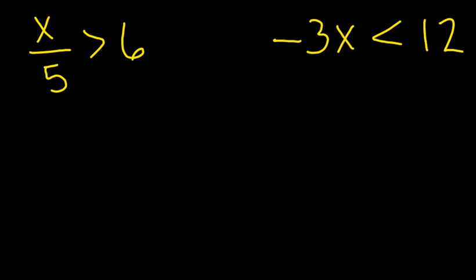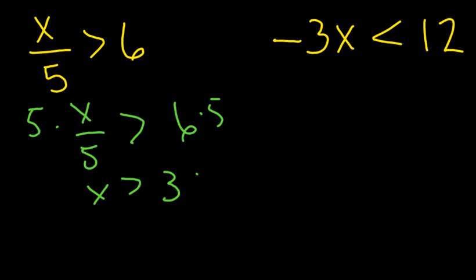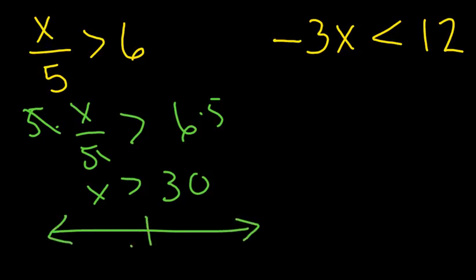Okay, first one, we're going to multiply by 5. So times 5 times 5. We're going to get x is greater than 30. When we graph it, we're going to draw our number line with our arrows at the end. Put 30 right there, and that's a plain sign. It's an empty circle. That is an empty circle, and it's going this way. Okay, notice you can tell it's an arrow on the end.